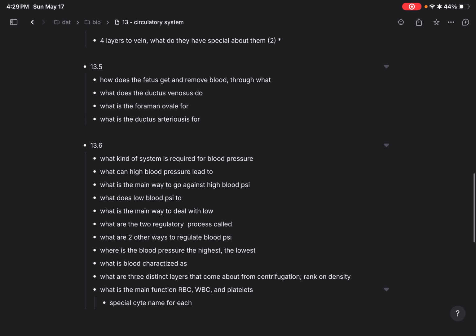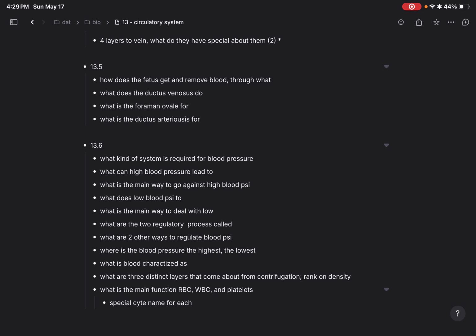How does a fetus get and remove blood? Through the placenta. So it'll get blood through the pulmonary artery, pulmonary vein. So it'll bring oxygenated blood from the mom's placenta towards it, and then it'll give deoxygenated blood through the placental vein to the mom's placenta.